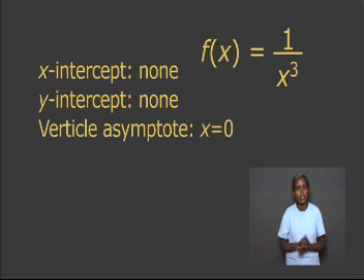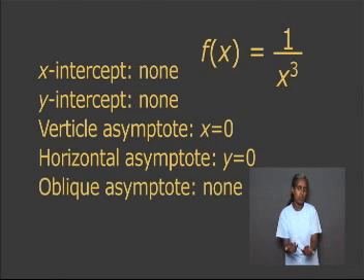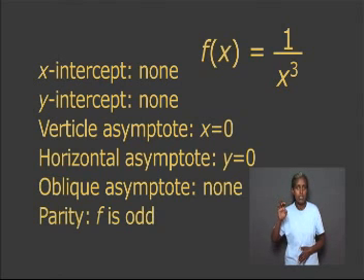It has a vertical asymptote at x equals 0. It also has a horizontal asymptote at y equals 0. We are getting a good idea of how this graph will look now. There are no oblique asymptotes. The function is odd since its exponent is an odd number.